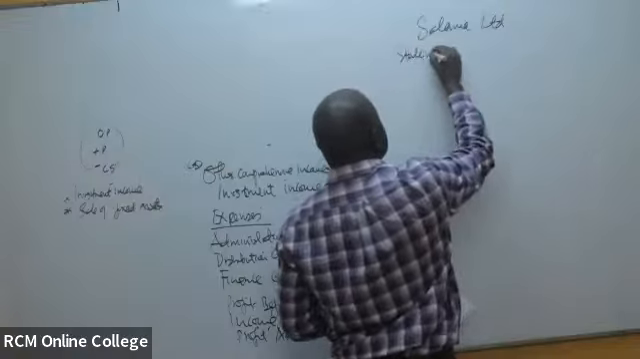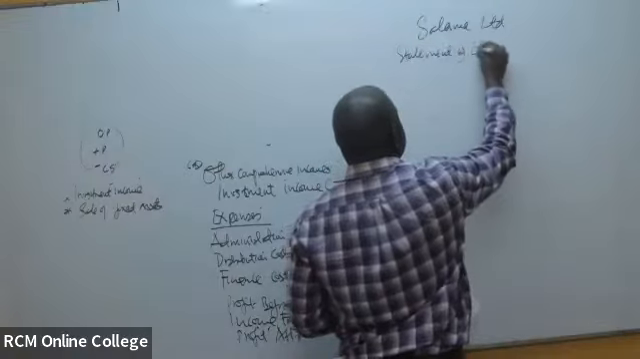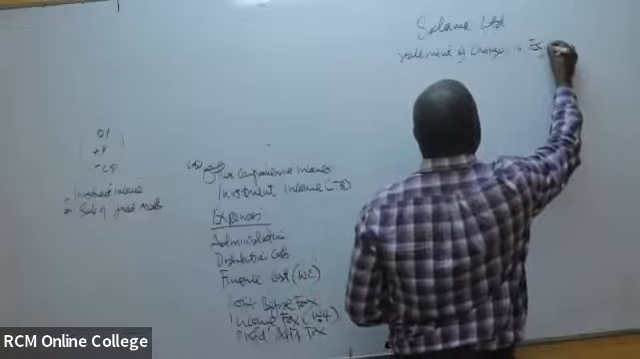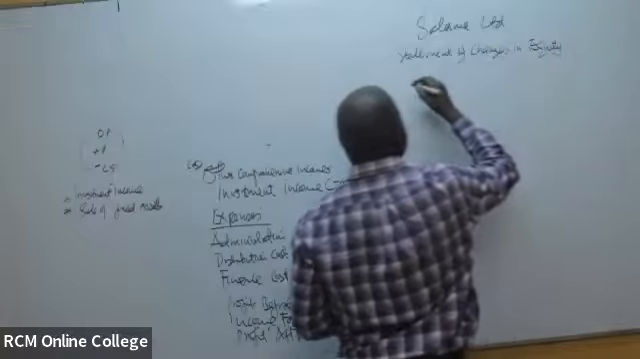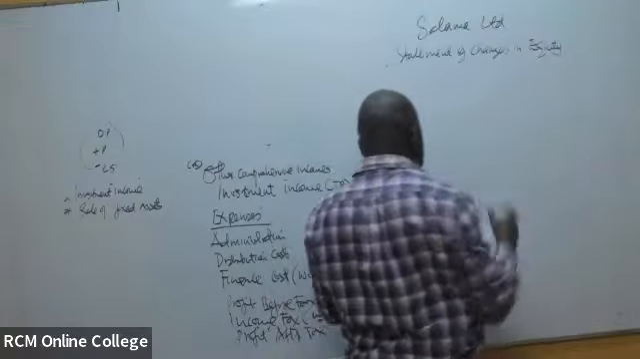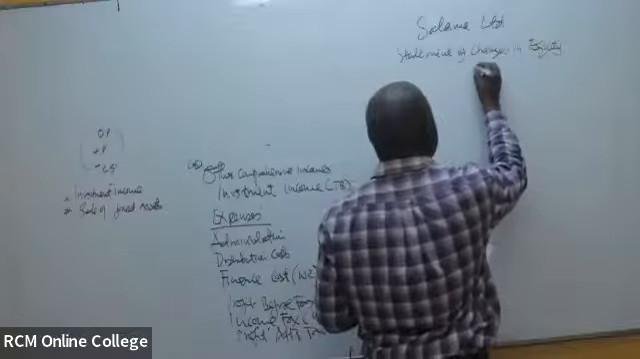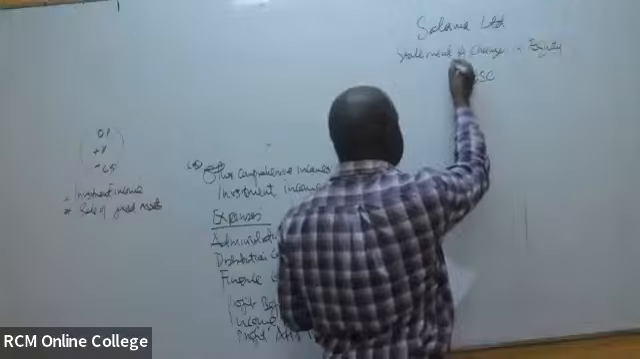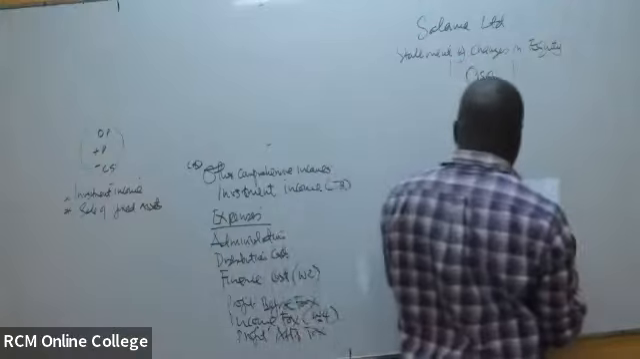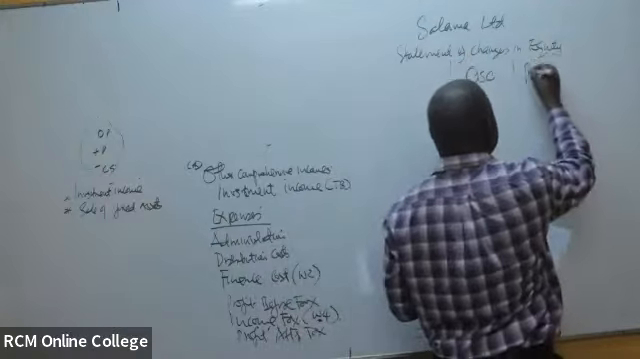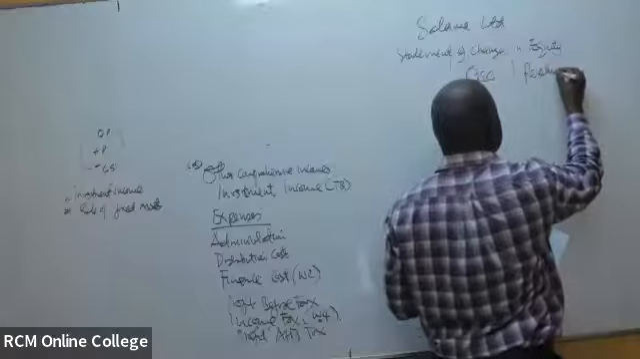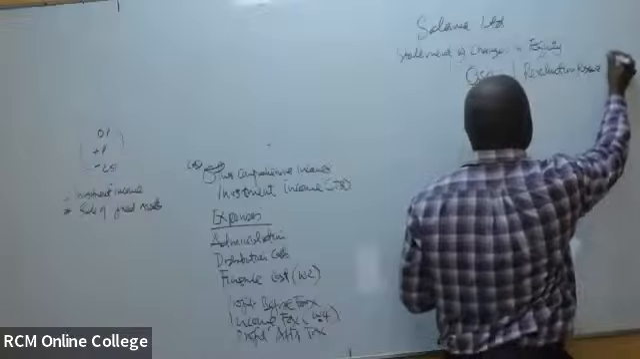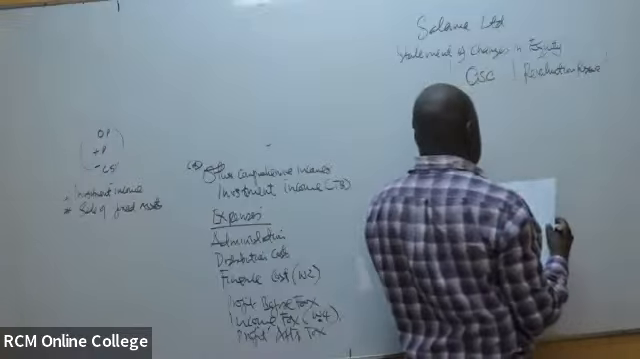Statement of changes in equity. So in this case, we have ordinary share capital. Then we have revaluation reserve. Then we have, in this case, retained earnings.